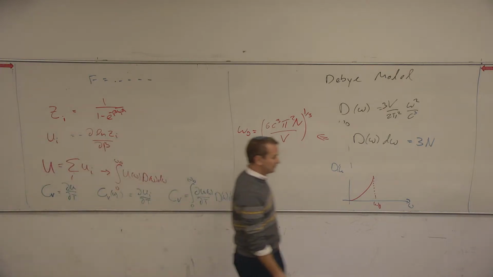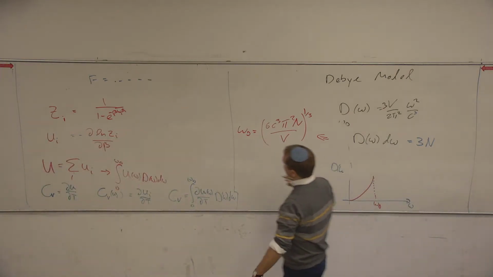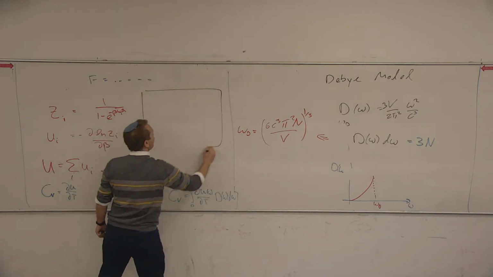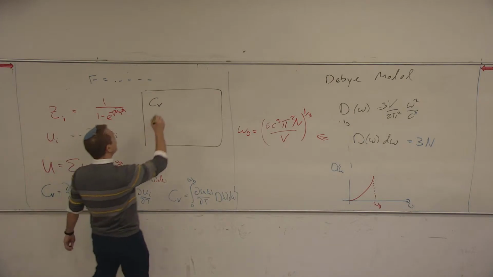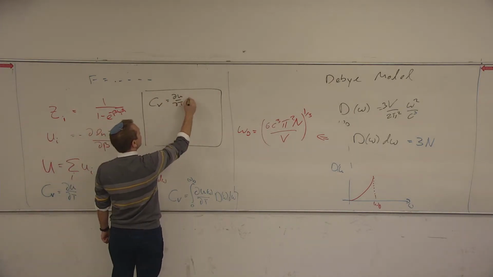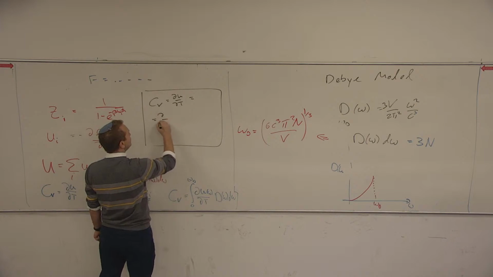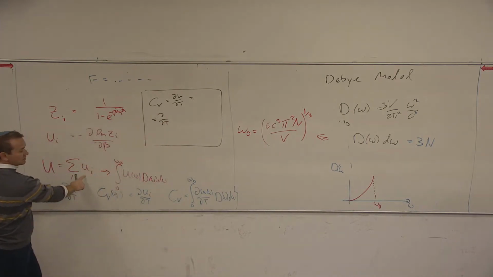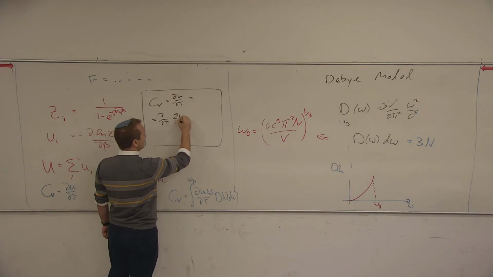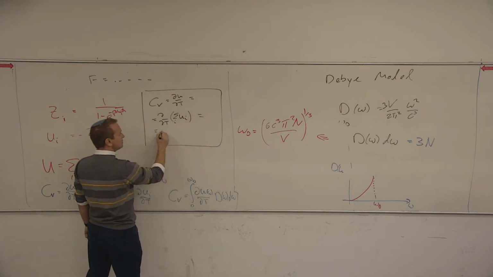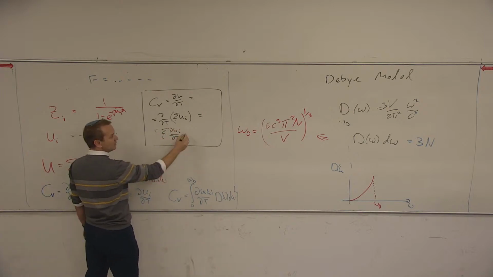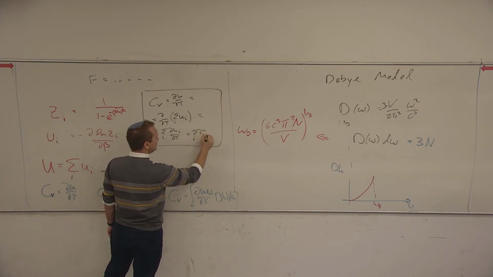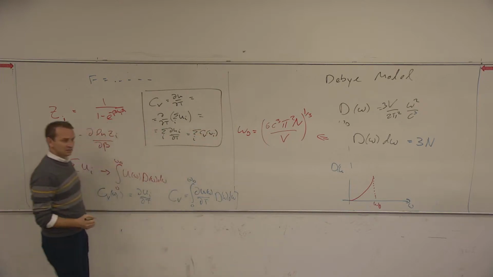Okay, so let me write it down. I'm saying the following thing. So CV is an extensive quantity? Yes. So CV is du to dt. Now I'm writing down that d to dt of u is what? Sum over i of ui, which is sum over i of dui to dt. And what is this? I can call it a sum over i of CV, let's say omega i, whatever.